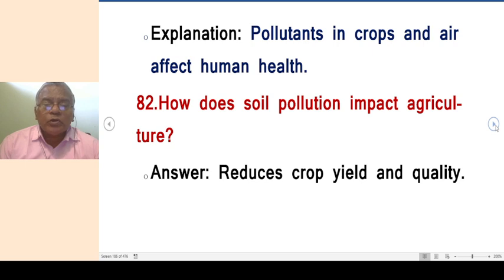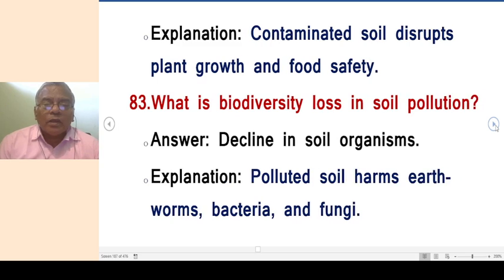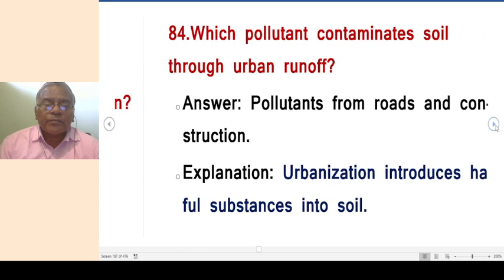How does soil pollution impact agriculture? Soil pollution reduces crop yield and quality. Contaminated soil disrupts plant growth and food safety. What is biodiversity loss in soil pollution? That is decline in soil organisms. Polluted soil harms earthworms, bacteria and fungi.